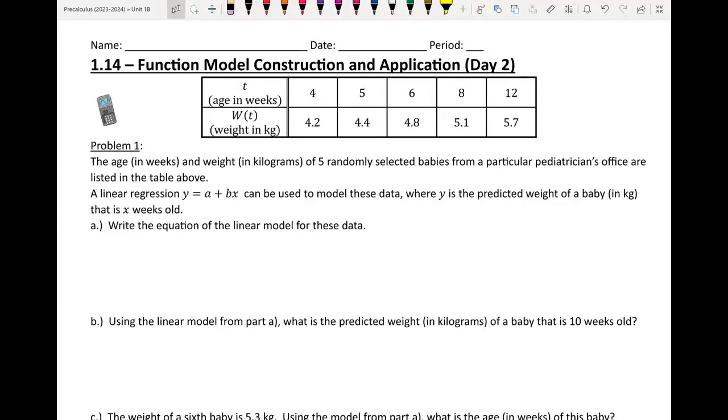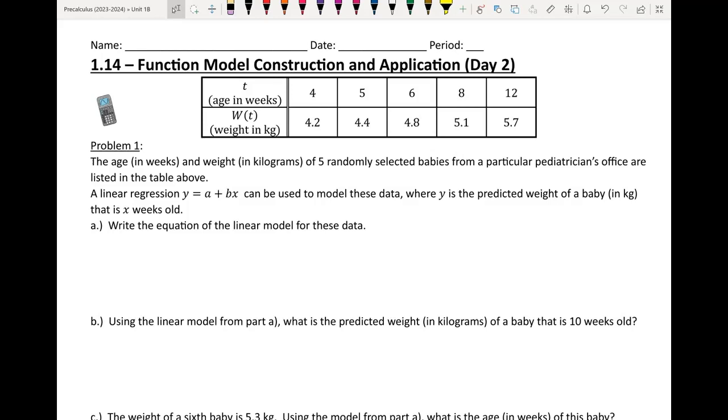1.14 function model construction and application, day 2. We have data comparing the age in weeks and the weight in kilograms of 5 randomly selected babies from a particular pediatrician's office that are listed in the table above. We are going to do a linear regression. They say a linear regression can be used to model this data.